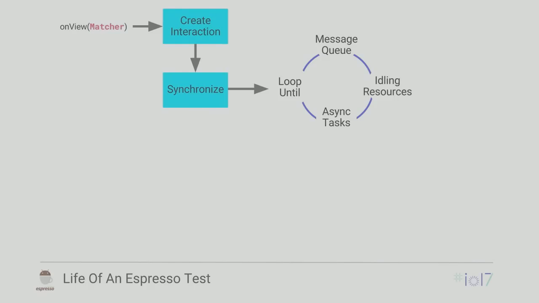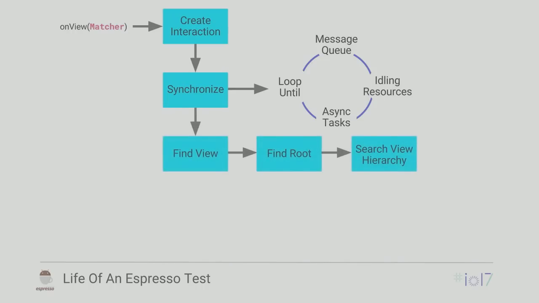You can think of this as the core of Espresso, and Espresso is well known for its synchronization guarantees. The way we do it is we loop the message queue until there are no messages for a reasonable amount of time. We look at all your idling resources and make sure they're idle. We also look at async tasks to make sure there's no background work running. Only if we know that your app is in a sane and stable state and we are ready to interact, we're going to move on.